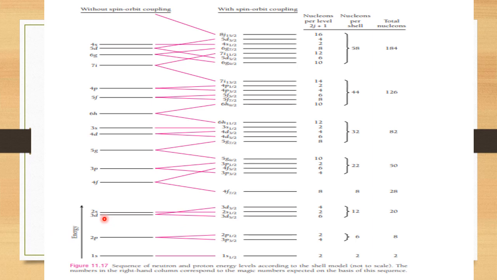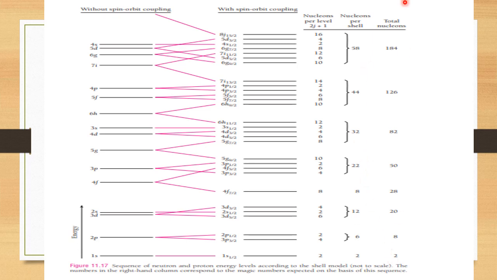Now the next shell is a combination of 3d and 2s. 3d is split into 2: 3d 3 by 2 and 3d 5 by 2, and 2s is unsplit. Since s is 0, 0 plus half, it is a single value, half. So the j value is also half. So here you can see 6, here 2 and here 4 nucleons. So the nucleons per shell is 12. Similarly, we have 4f 7 by 2. It has 8 nucleons. The nucleons per shell is 8, and it goes on like this.